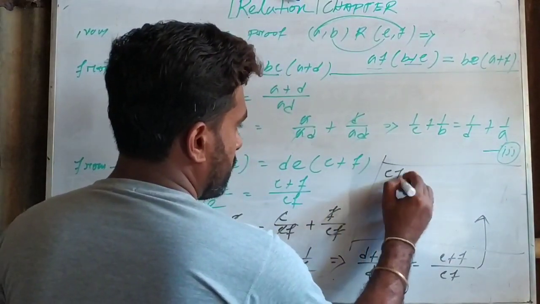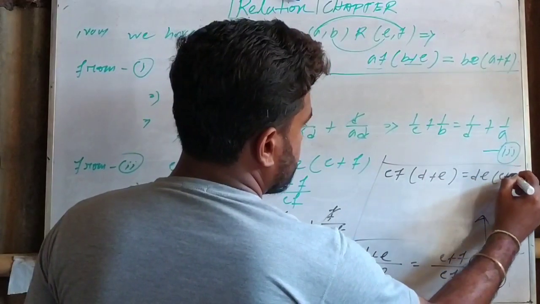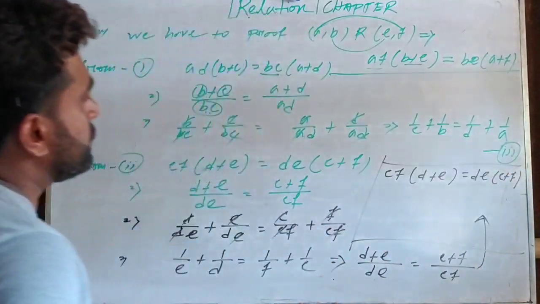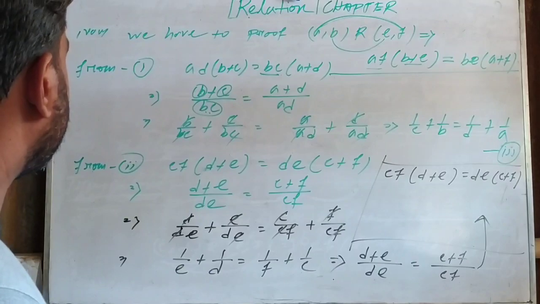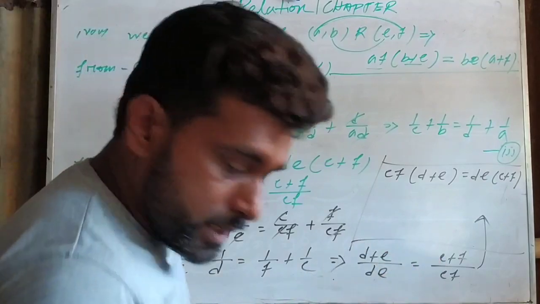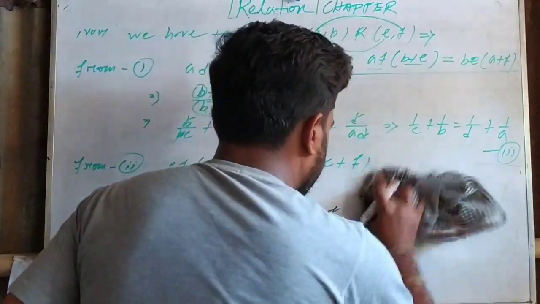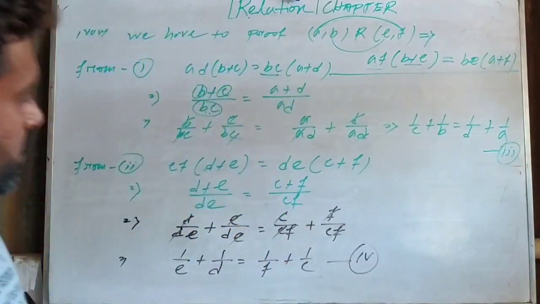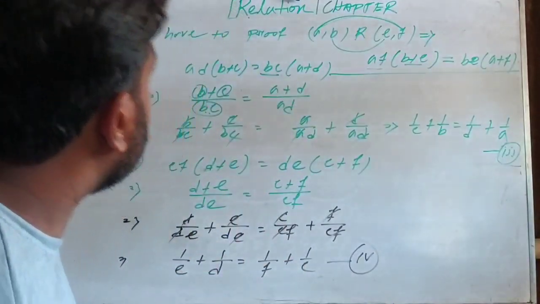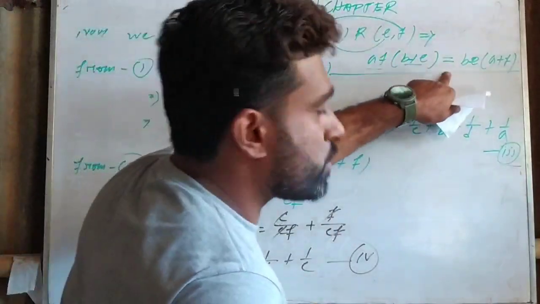So cf, d plus e, and de, c plus. So I think, oh sorry, here actually to this part it should be stopped. Okay. So here equation number 4. No need to solve here. Just in the last part we are going to solve this. Okay. So this equation number 3 and 4. Now our target is to get this part.